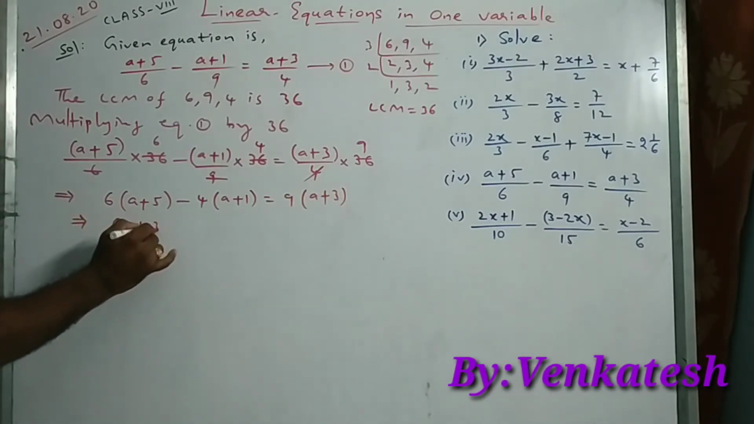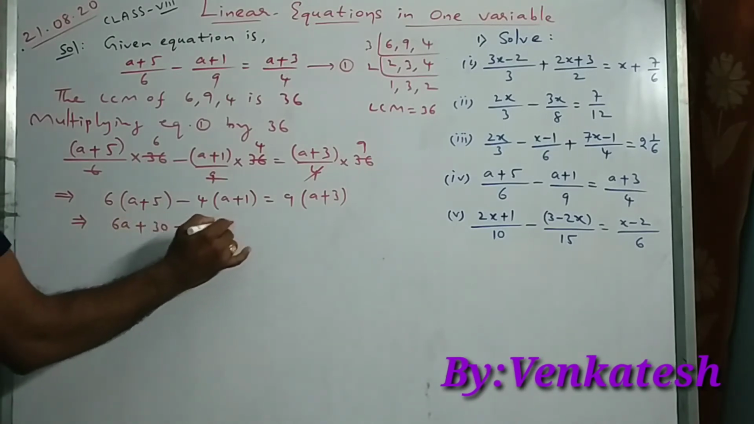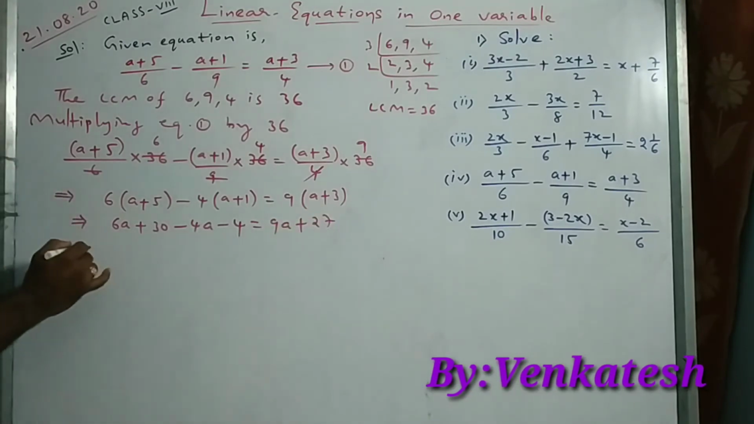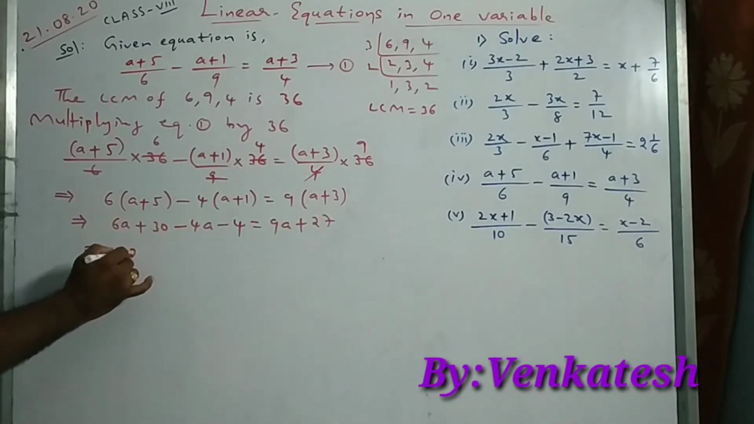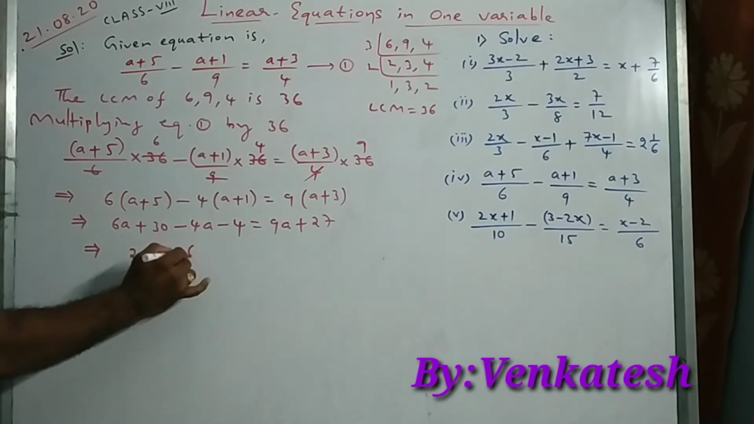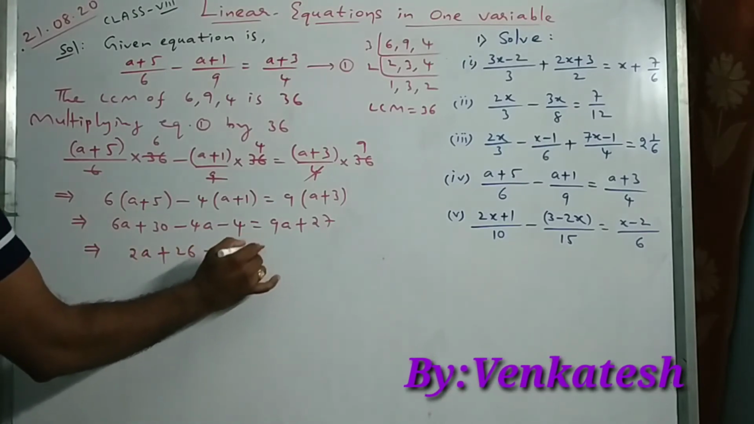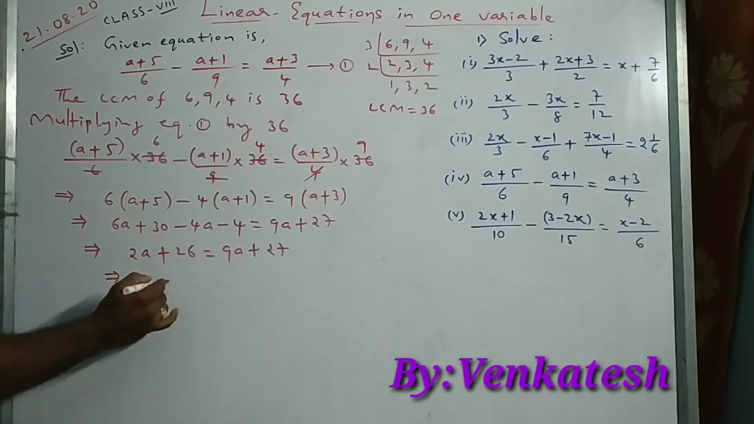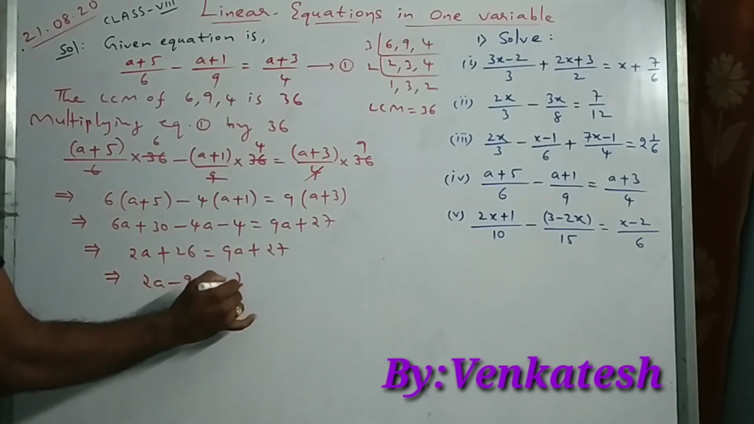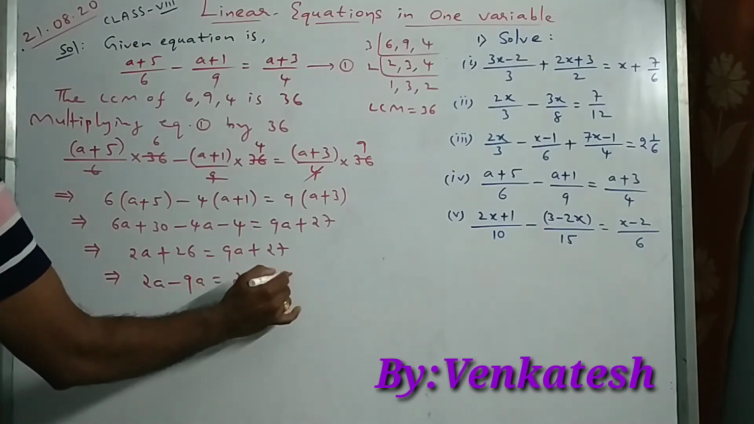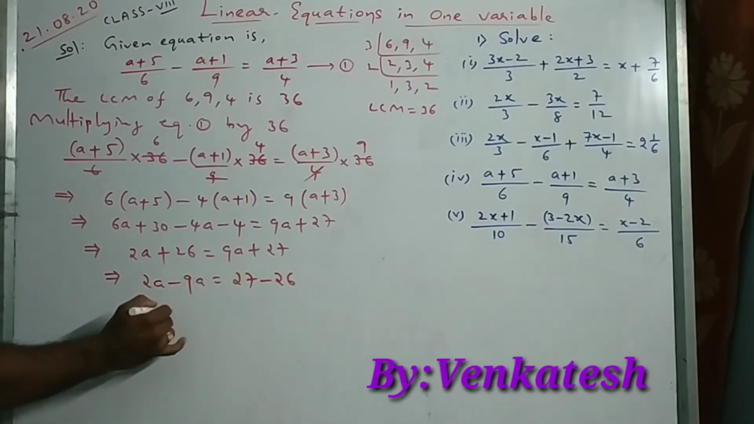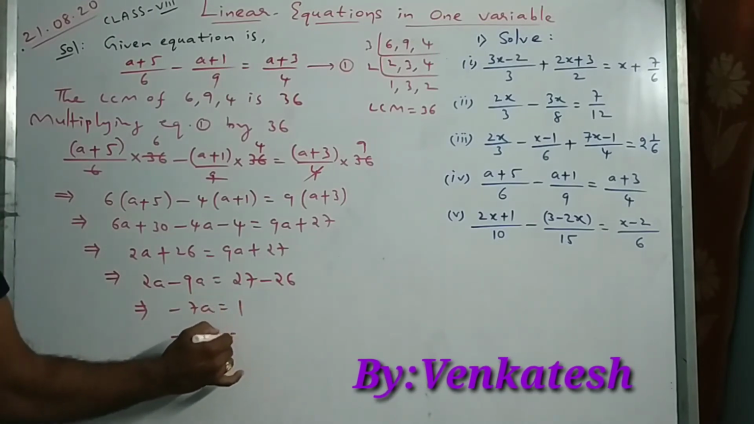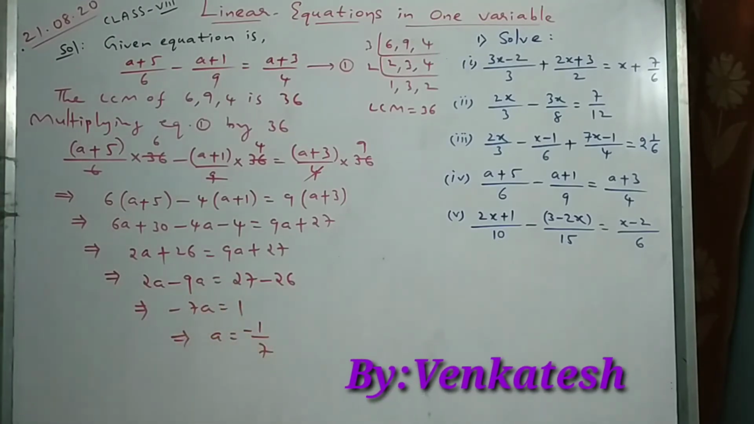6a plus 30, minus 4a minus 4, equals 9a plus 27 (9 3s are 27). 6a minus 4a, 2a plus 26. So 2a, and 9a bring this side, minus 9a; 27 plus 26 shift that side, minus 26. So this will be minus 7a equal to 1. Then a equal to minus 1 upon 7.